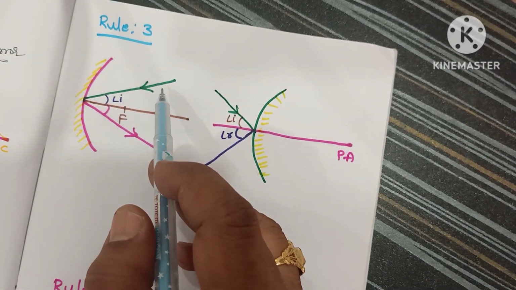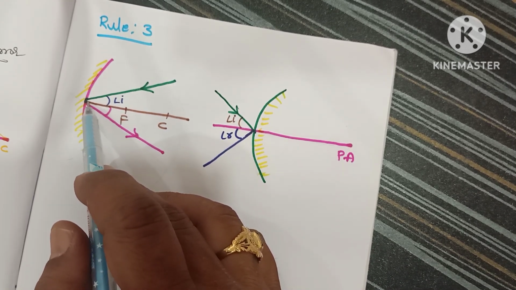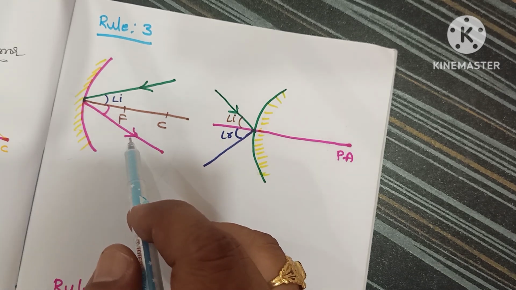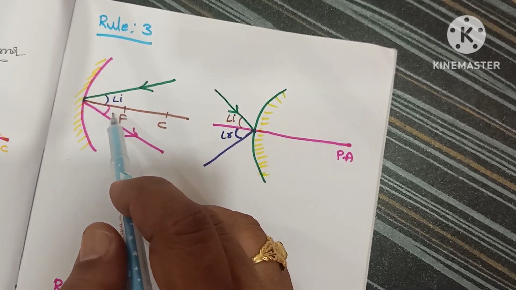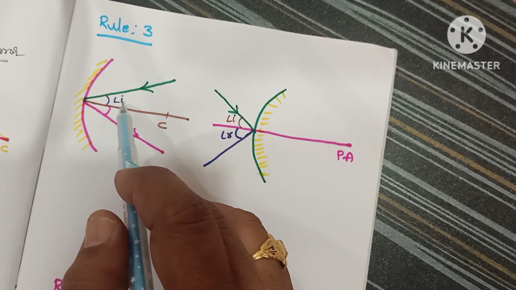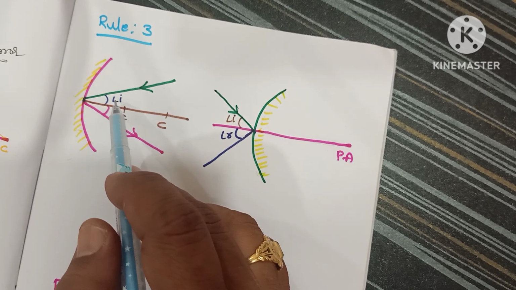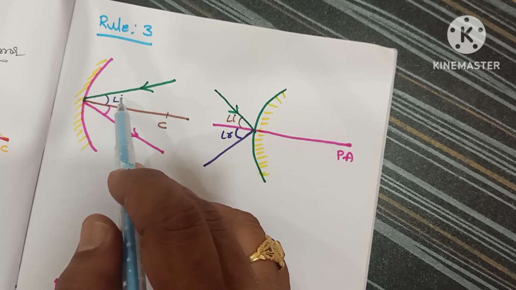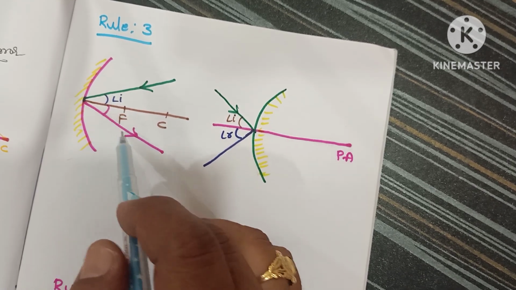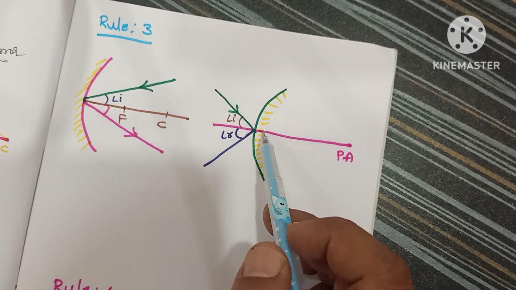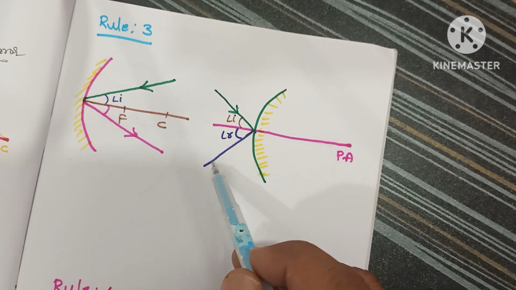Now rule number 3. An incident ray coming and incident on the concave mirror at the pole gets reflected in the direction opposite to the principal axis, with the angle of reflection equal to the angle of incidence. If any ray is incident at the pole with a certain angle of incidence, angle I, then it gets reflected on the opposite side of the principal axis with angle of reflection R. Next, the same in the convex mirror. This is the incident ray with angle I, and it gets reflected with angle R.